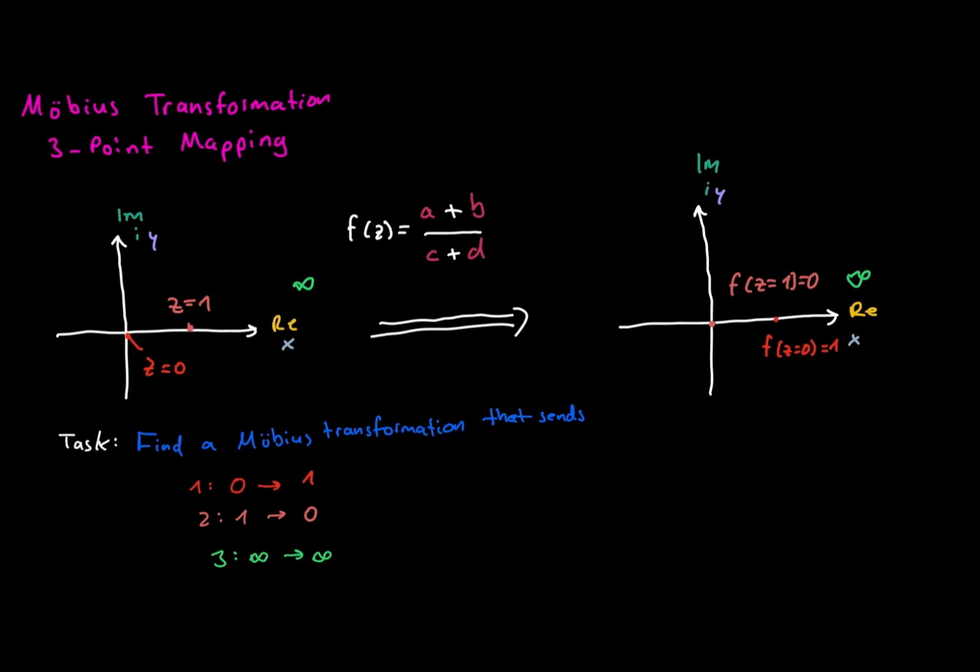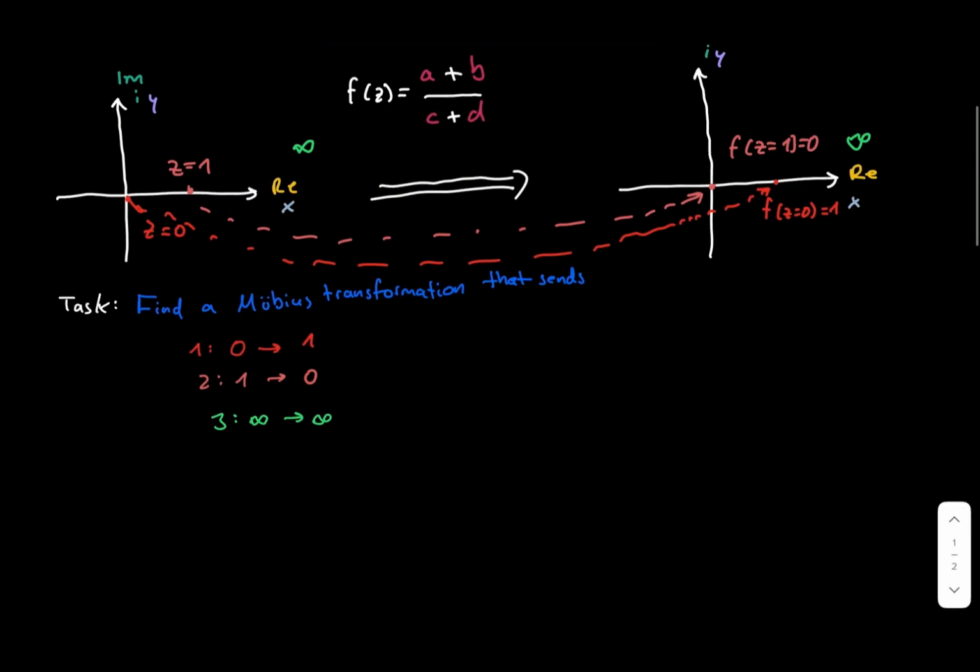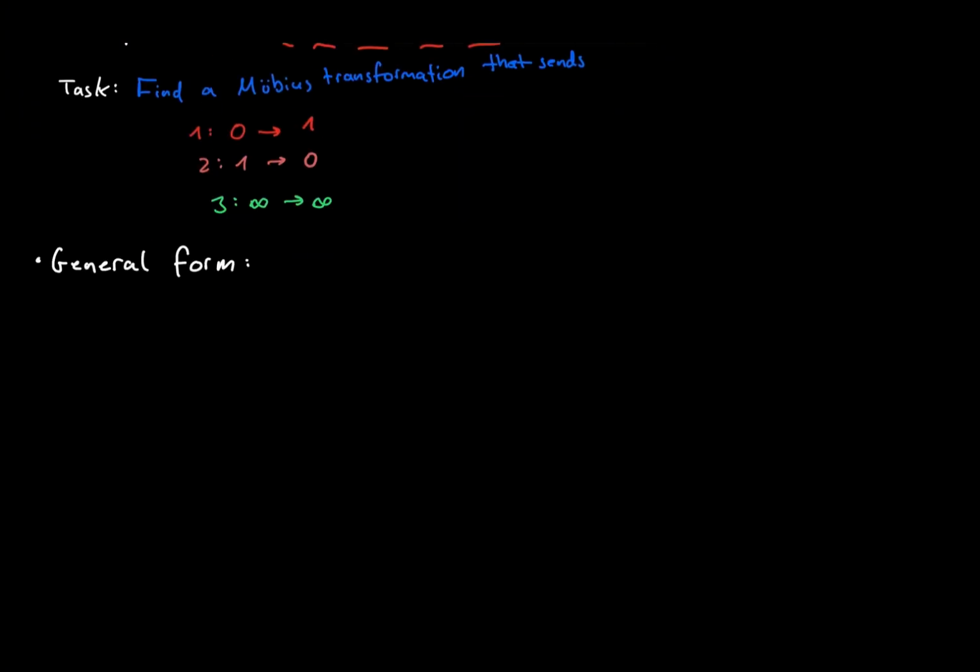We want a Möbius transformation such that f of 0 equals 1, f of 1 equals 0, and f of infinity equals infinity. So now we are actually moving points around. Again, we start with the general form f of z equals (az + b) divided by (cz + d).